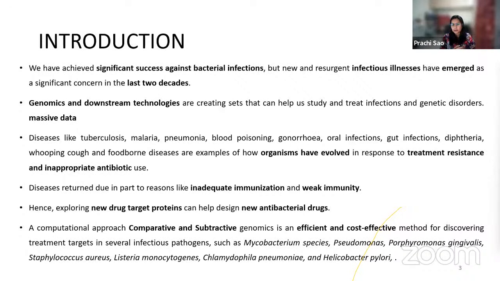A lot of variation has been done when it comes to the comparative and subtractive genomic approach. It is very cost effective, and I am taking this topic today because a lot of undergraduate, postgraduate and diploma students look for a small project which they can do with minimum computer requirements and minimum internet speed. So this is one such project. It can be done with very basic tools and very basic computer facilities.